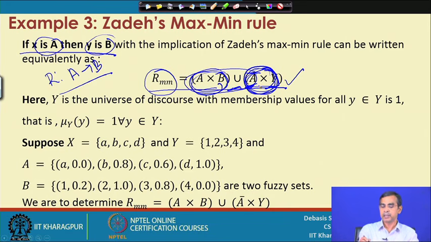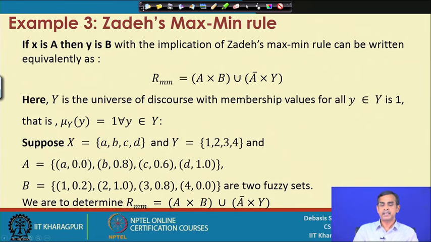However, if we use this one, the result can be a bit different, but that is absolutely not an issue, because so far as fuzzy logic is concerned, this result is acceptable. So this is the concept regarding the Jadeh max-min rule. Now, let us elaborate this max-min rule technique to compute the rule matrix using an example.